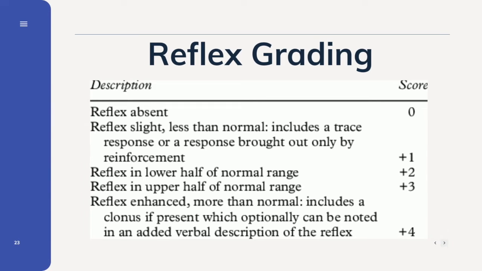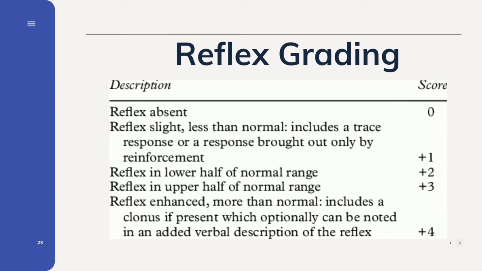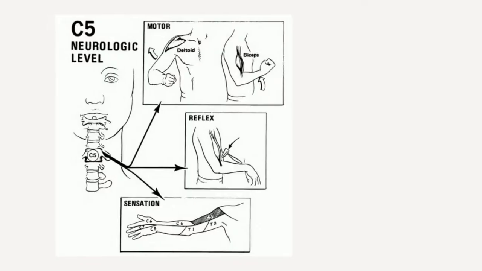The reflexes are also graded to determine if the lesion is upper or lower motor neuron in origin. There are 5 grades, 0 being absent reflexes to a grade of +4, which represents hyperreflexia with clonus.